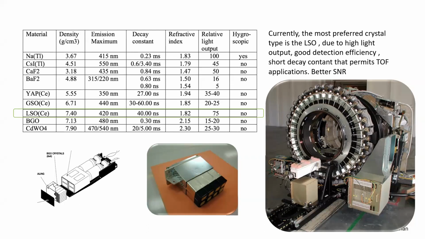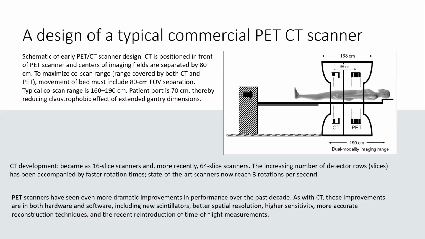Of course, the modern scanners have time of flight. Why? Because it gives us a better signal to noise ratio. It uses the time between the two photons to better detect the annihilation location. So it will be a better signal to noise ratio.